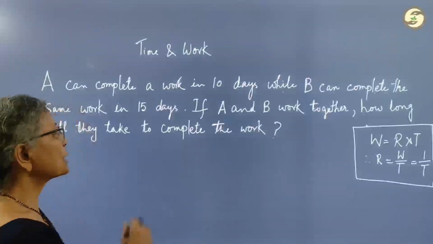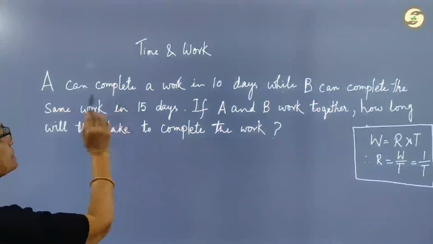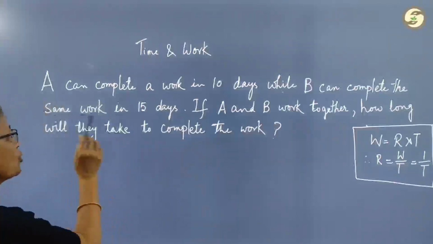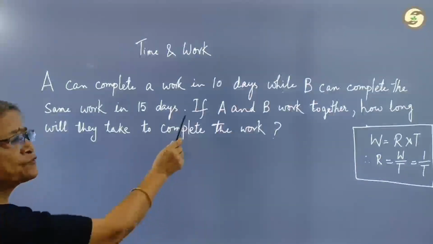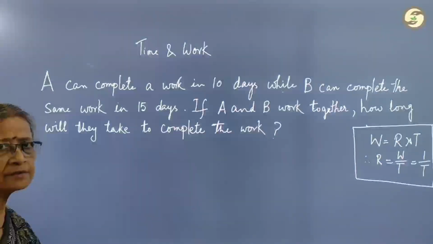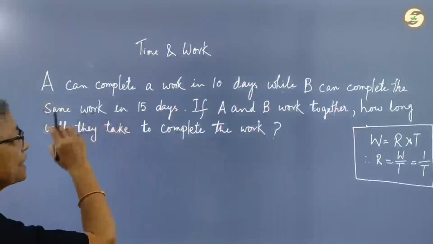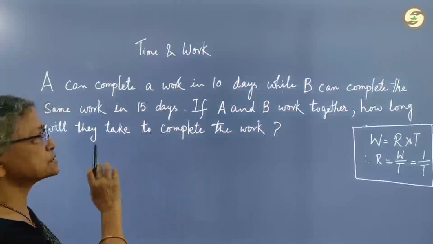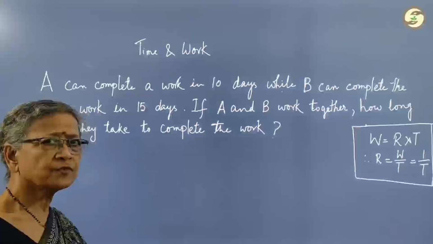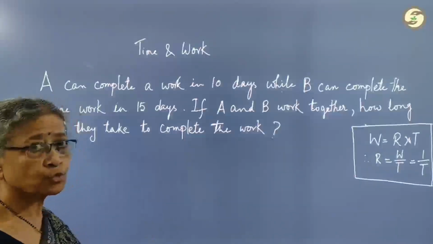So let us try to understand all these key concepts with a simple example. A can complete a work in 10 days, while B can complete the same work in 15 days. If A and B work together, how long will they take to complete the work? That is the question. At a glance, it will appear it's an easy sum. A completes the work in 10 days, B completes the work in 15 days. So together they can complete the work in 25 days, 10 plus 15 days. A plus B complete the work in 25 days, but hold on.